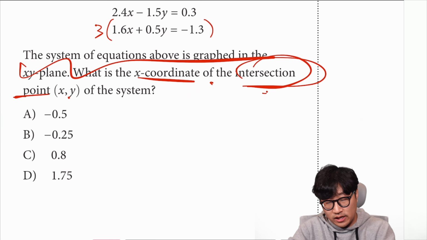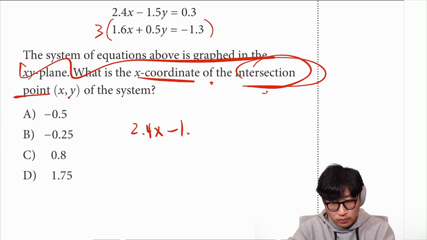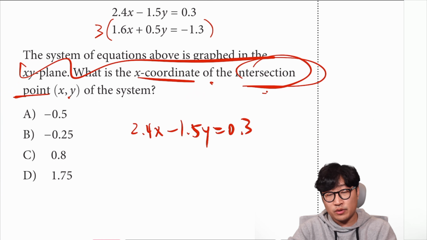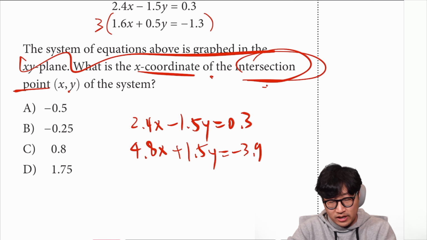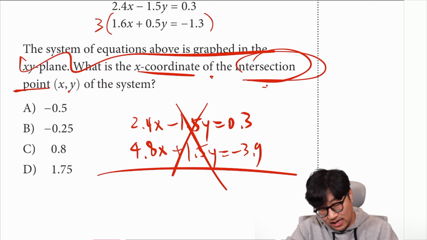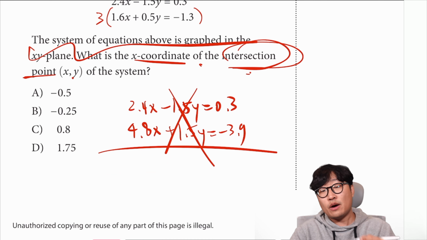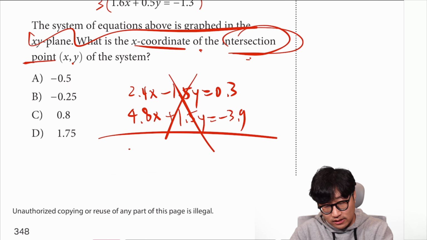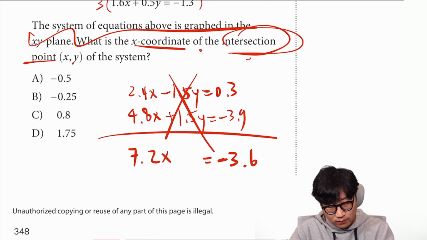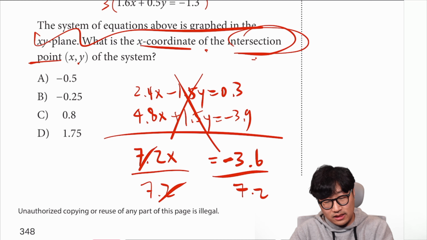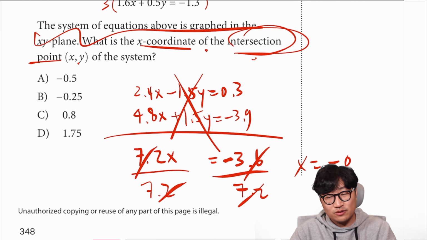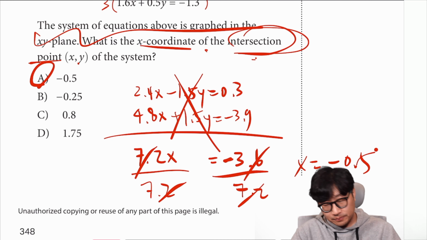Why would you do that? Because then you get 2.4x minus 1.5y is equal to 0.3, carry the top one as is, and the bottom one will be 4.8x plus 1.5y is equal to negative 3.9, and that will simply take away the y's. I don't want the y, I want the x anyway, so that'll be 7.2x is equal to negative 3.6, so divide by 7.2 on both sides, and that simply gives x is equal to negative 0.5, answer choice A.